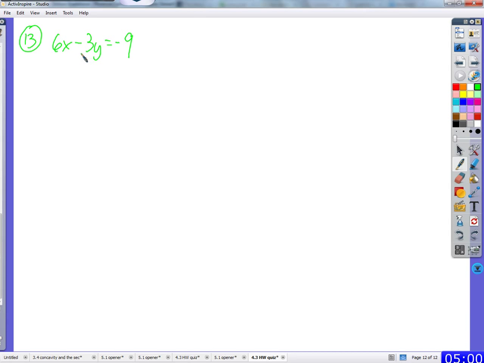Yeah. If I want to divide this by 3, what I really need to do is divide this whole side by 3. So what will that give us? That'll give you 2x. Minus y. Just minus y. Then that would be negative 3. Okay, that makes the numbers certainly a little smaller, easier to work with. So we're going to get y by itself.